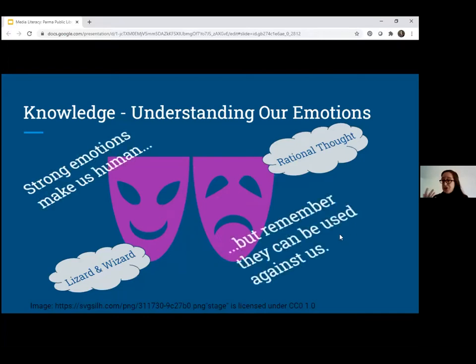So emotions are good. You want to be emotional about certain things, but don't let them be used against you. Realize that that is the weapon of some people who are putting misinformation out there, is they're using your emotions against you.